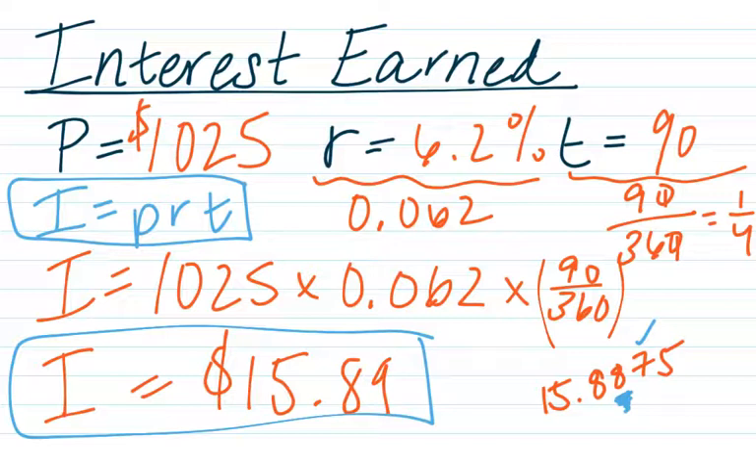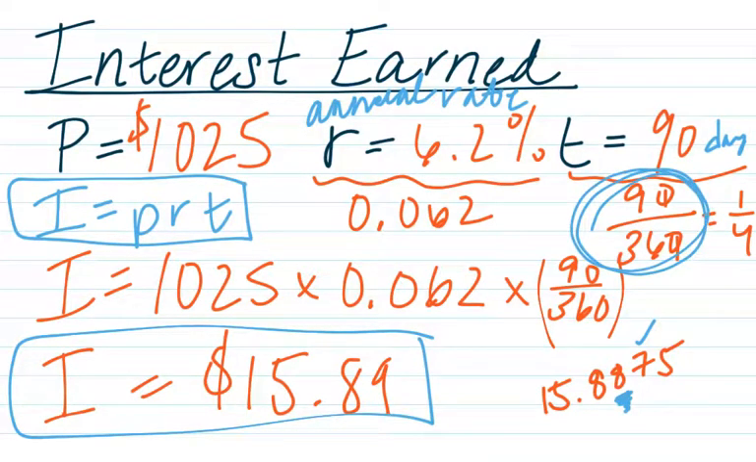Now, in these first 4 examples we looked at, we were looking at an annual rate. So this rate here was an annual rate, which is why when we had t equals 90 days, we had to rewrite it as this fraction. But in the next example, we're going to look at what happens if our simple interest is calculated with a rate per day. Then we would keep the time in terms of days. So let's look at one.